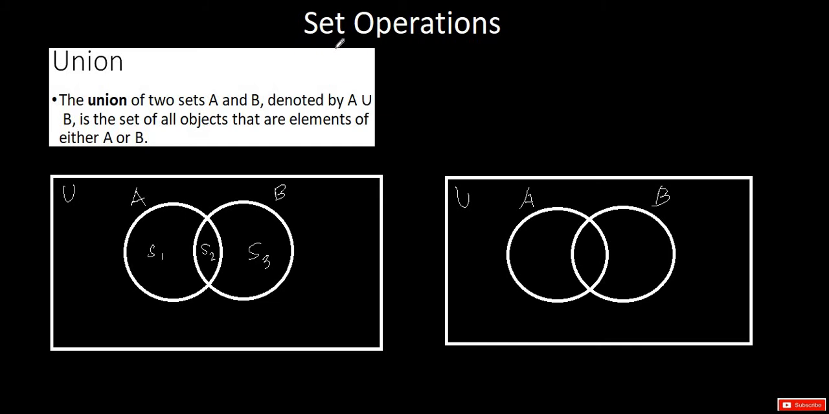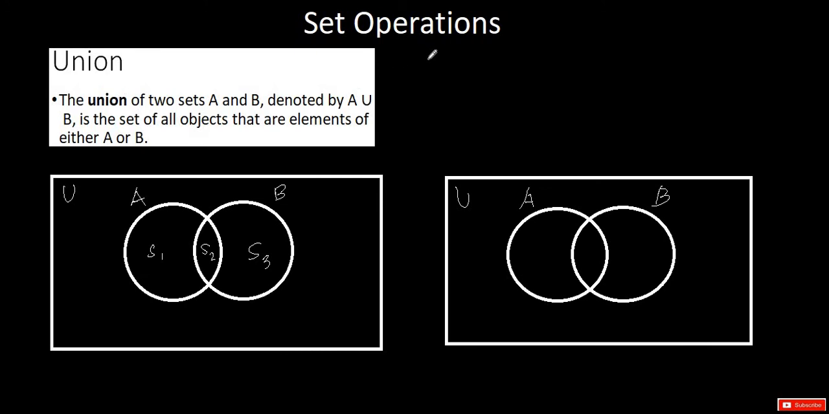In this video, we're going to study set operations. Union. The union of two sets A and B, denoted by A union B, is the set of all objects that are elements of either A or B.